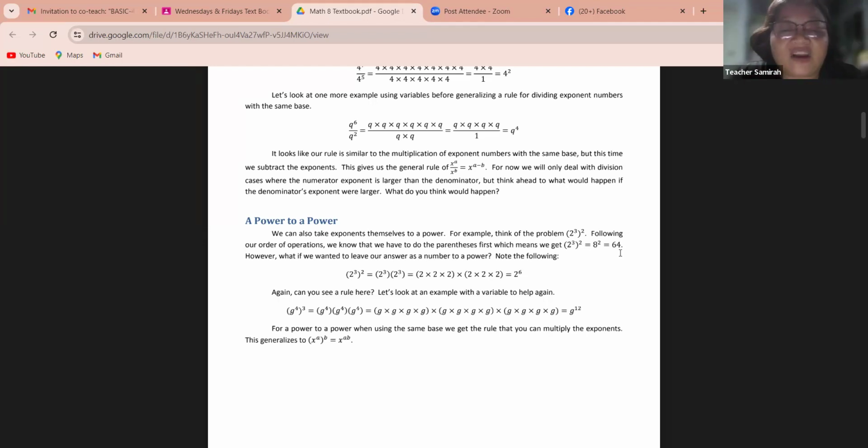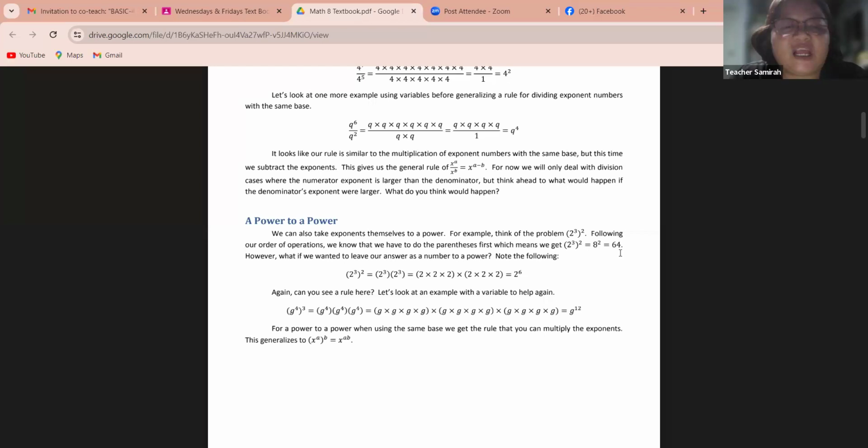Okay, look at this. Another example. G with an exponent of 4, quantity G to the 4, with the exponent of 3. So if you look at it, it is simply illustrated like this.